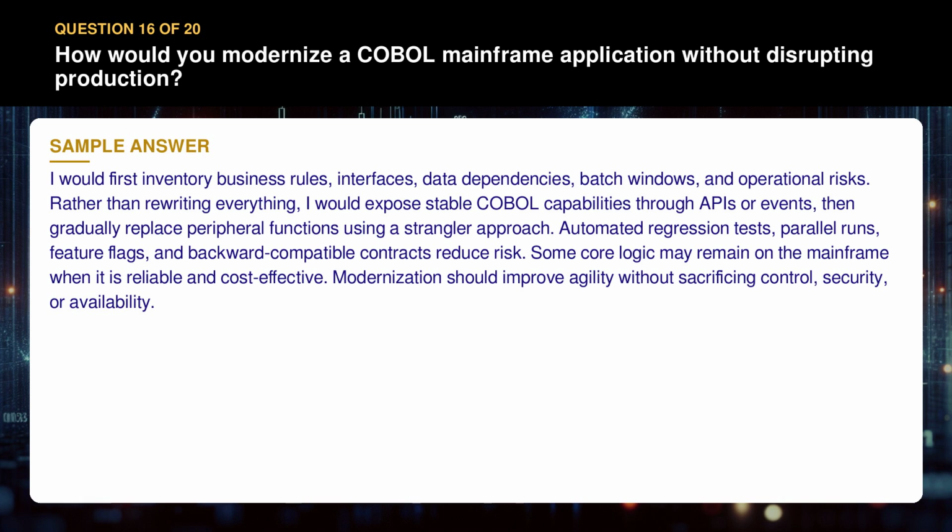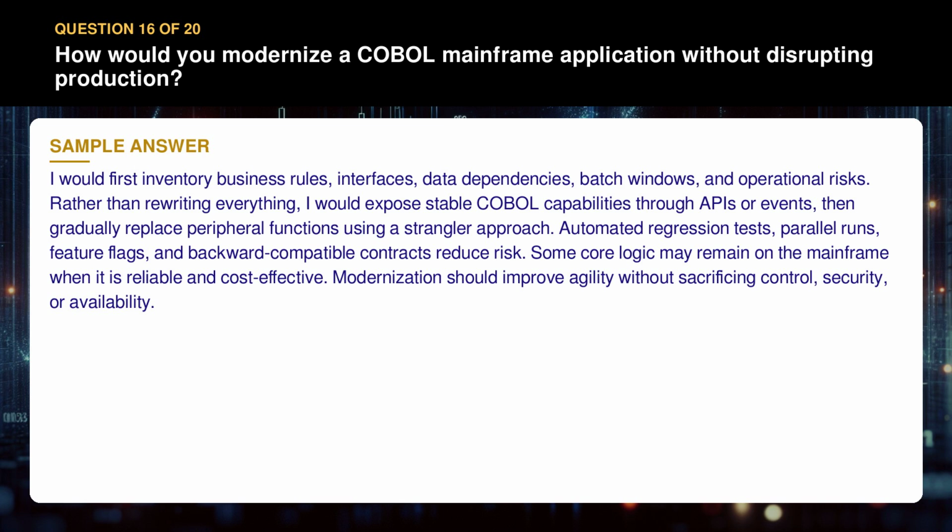I would first inventory business rules, interfaces, data dependencies, batch windows, and operational risks. Rather than rewriting everything, I would expose stable COBOL capabilities through APIs or events, then gradually replace peripheral functions using a strangler approach. Automated regression tests, parallel runs, feature flags, and backward-compatible contracts reduce risk.